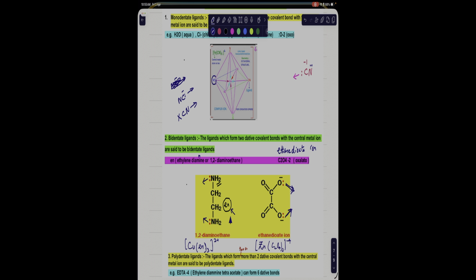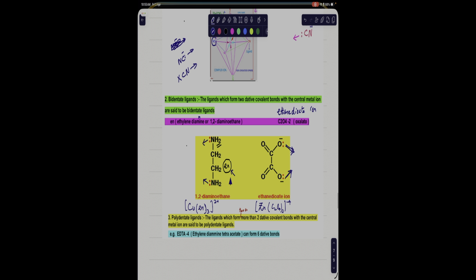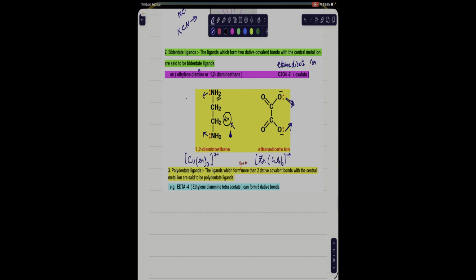These are ligands which can form a minimum of two or more than two dative covalent bonds. So any ligand which is able to form multiple dative covalent bonds with the central metal ion is said to be a polydentate ligand. In our A level syllabus, we have only one polydentate ligand, which is called EDTA. Again, it's an abbreviation, like en is an abbreviation. Actually, EDTA is a derivative of en.